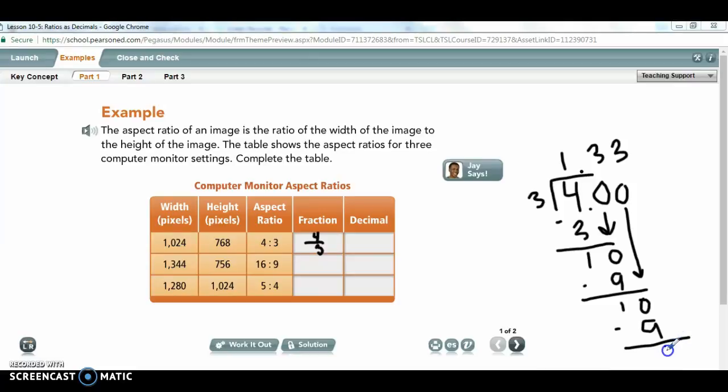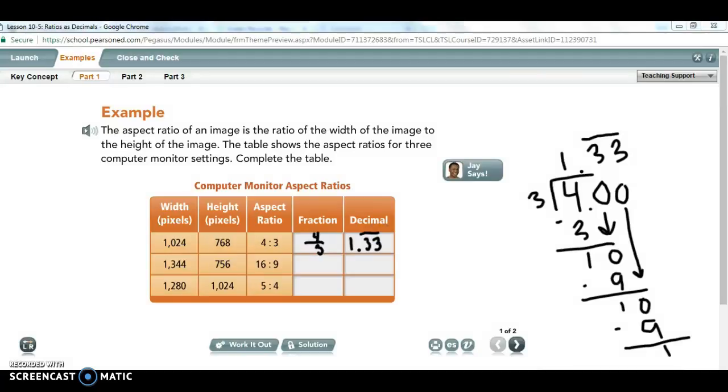What I get when I do this is a repeating decimal. I'm always going to get a remainder of 1. I'm always going to add a 0 and drop it, and 3 can always go into 10 3 times, which gives us 9. It will give us the same problem over and over again. So I'm going to stop right here, and I'm going to put a line over this just to show that it's repeating. So my decimal is going to be 1.33 repeating.